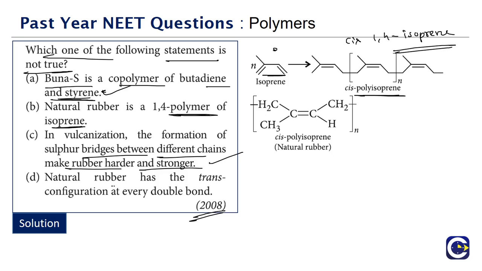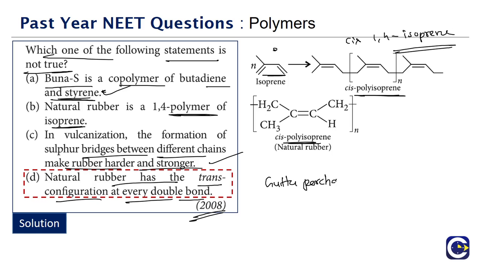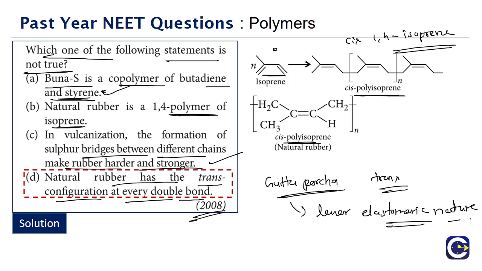Option D is what? Natural rubber has trans configuration at every double bond. That is incorrect. Why? Because it is a cis. So what is the trans one? Remember, we talked about it in one of the previous questions also, the gutta percha, right? That is the trans. And because of that reason, the gutta percha will have lesser elastomeric nature than the natural rubber that is obtained from the latex of the rubber tree.